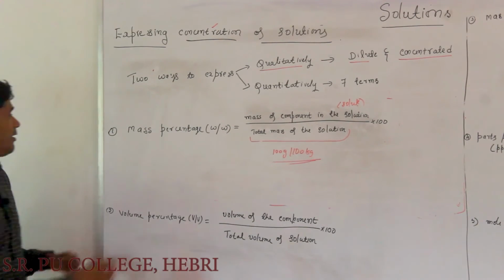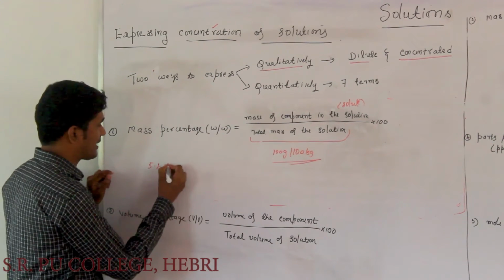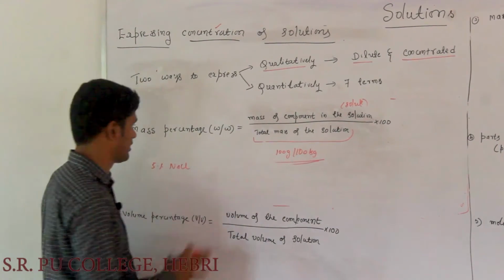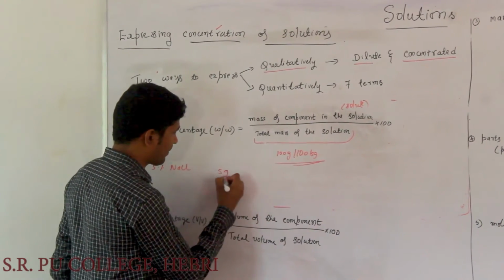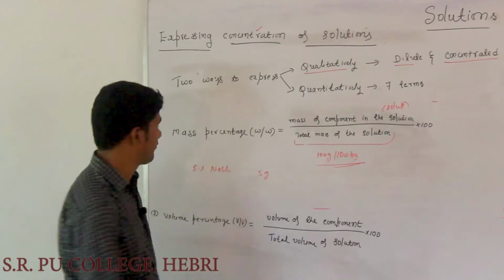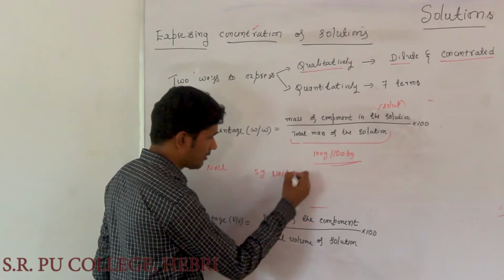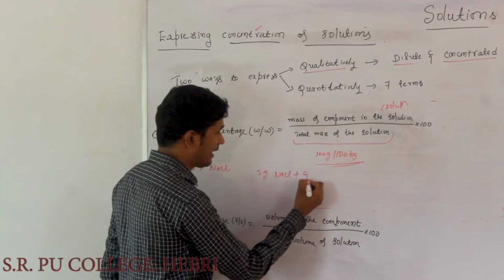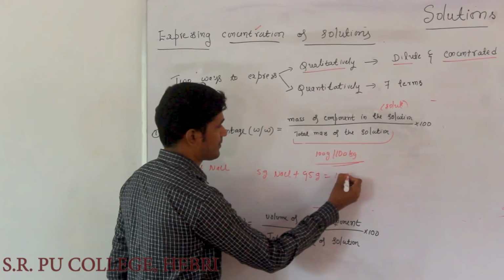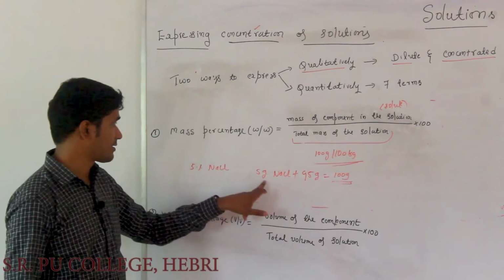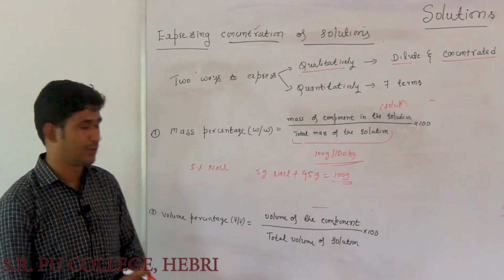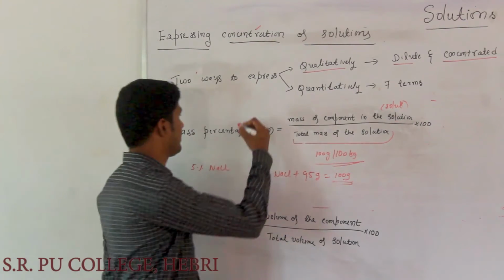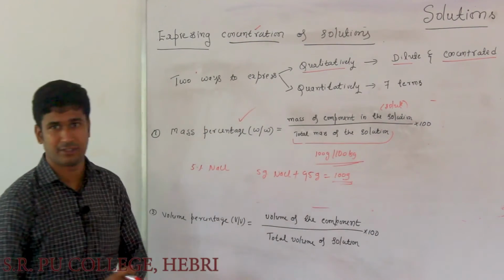Similarly, one more example. If you want to prepare 5% of NaCl solution, the saline solution, how do you prepare it? It's very simple. You dissolve 5 gram of NaCl, and total mass must be 100. So what's the amount of solvent you have to take? It's 95 gram. The total mass must be 100 gram only. This is how you prepare 5% sodium chloride solution, weight by weight or mass by mass. Okay, this is about the first quantitative concentration term.